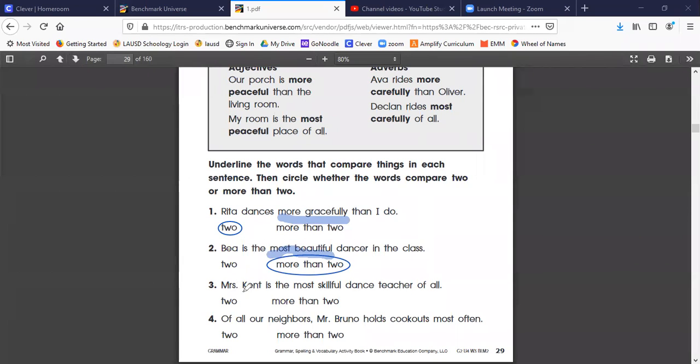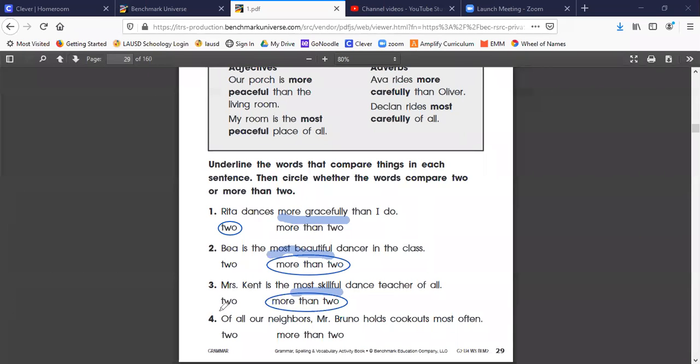Number 3, Mrs. Kent is the most skillful dance teacher of all. There's our word most to clue us in. The most skillful. What kind of a dance teacher is she? She's a skillful dance teacher, but not just skillful. She is the most skillful of all. So we are again more than 2. Most tells us that, and all tells us that.